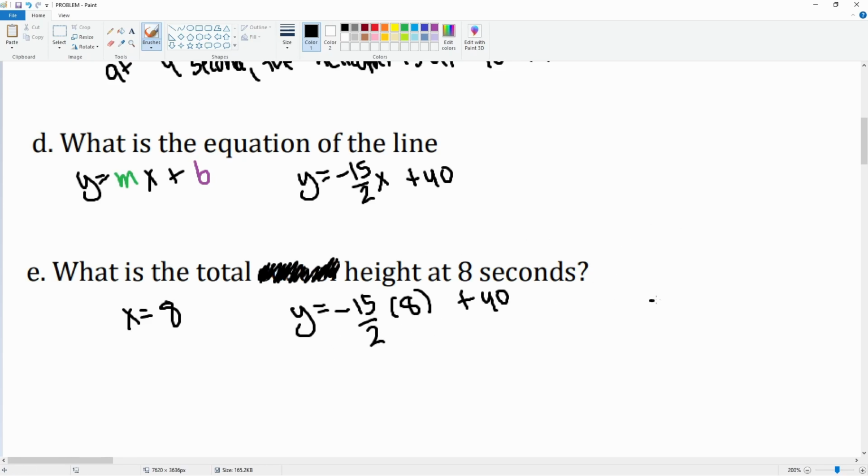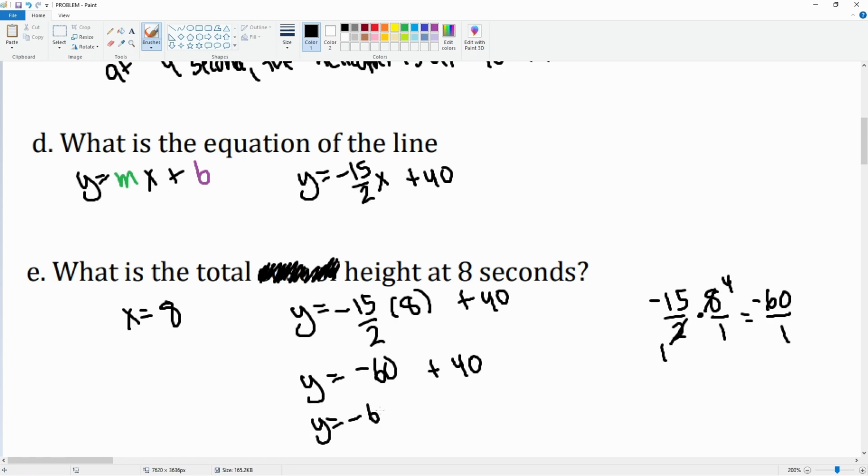I'm going to do this to the side because sometimes the fraction is very difficult. 8 over 1. So 8 is on top, 2 is on bottom, which can be simplified to just 4 on top and 1 on bottom, because 8 divided by 2 is just 4. 4 times negative 15 is negative 60, over 1. So y is equal to negative 60 plus the y-intercept of 40. y equals negative 20 here. So this means that the height is negative 20.